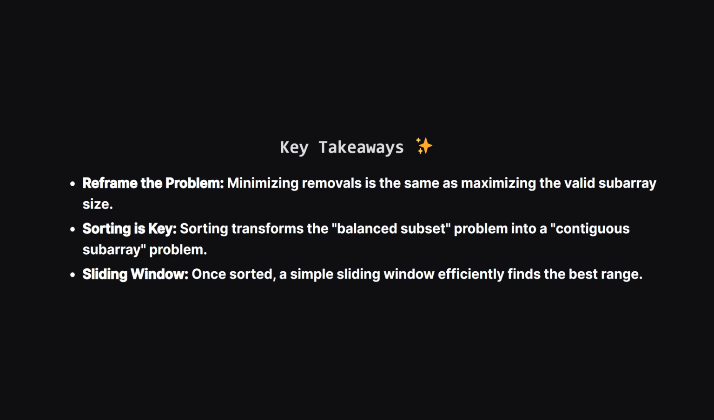So let's wrap it up. We learned that sometimes the best way to solve a minimization problem is to flip it and maximize what you keep. We saw how sorting the data revealed a hidden structure, that our answer would be a contiguous chunk of numbers. And finally, we used a sliding window to find that chunk efficiently.